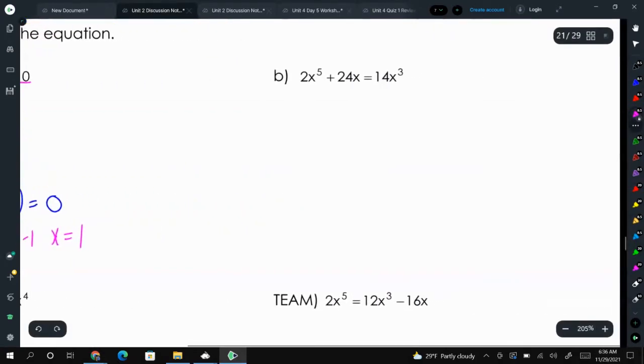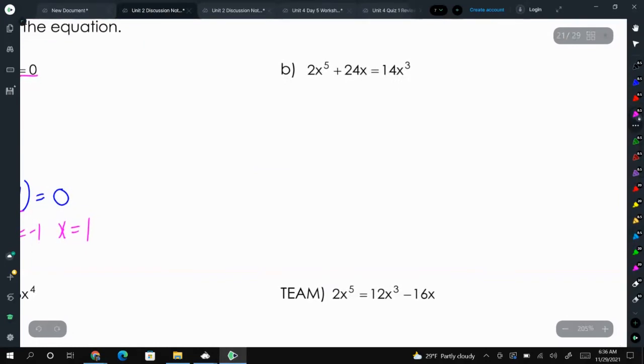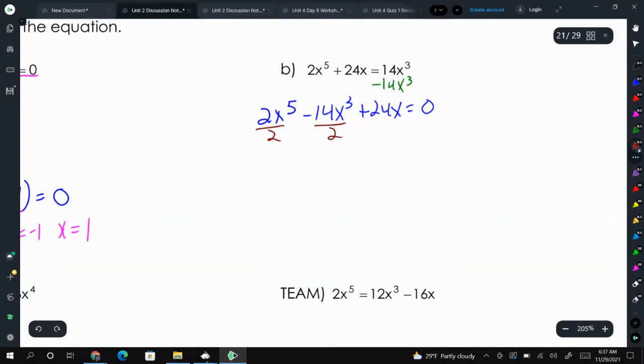Now let's look at this one. This one does not equal 0. So we need to subtract 14x to the 3rd from both sides. And that's going to get us 2x to the 5th, actually, let's write this in standard form, minus 14x to the 3rd plus 24x equals 0. I'm going to divide everything by 2. That's going to get me x to the 5th minus 7x to the 3rd plus 12x equals 0.